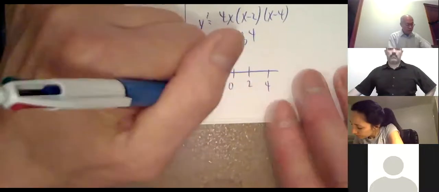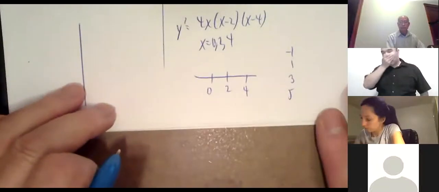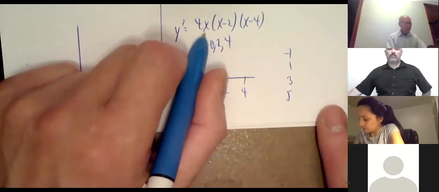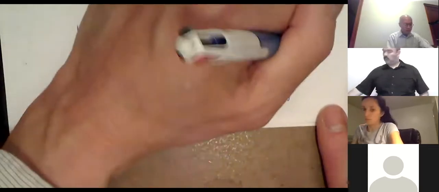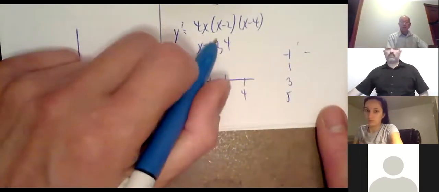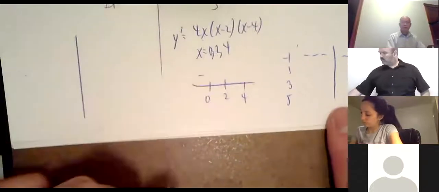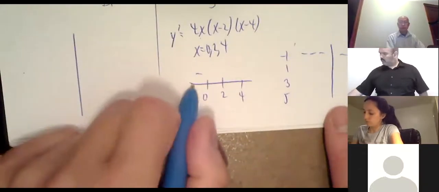Okay, so I'll plug in stuff like negative 1, 1, 3, and 5. So negative 1: 4 times negative 1 is negative. Negative 1 minus 2 is negative. Negative 1 minus 4 is negative. 3 negatives make a negative. So that region is negative.